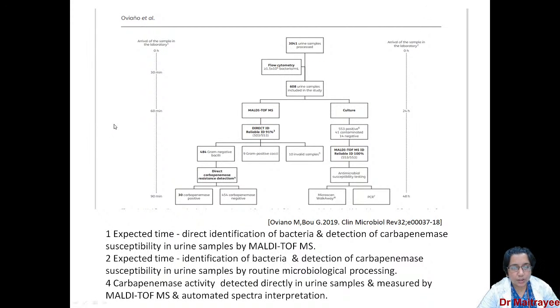This shows a flow chart of how much time was taken, the turnaround time for this particular MALDI-TOF MS assay. In this, 3,041 urine samples were received, and then they were subjected to flow cytometry. Only those which had a count of greater than 1.5 x 10^5 bacteria per ml were used. That is, 600 urine samples were then included in the study, and they were processed by MALDI-TOF MS as well as culture.